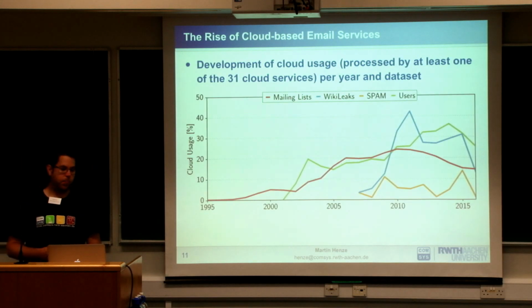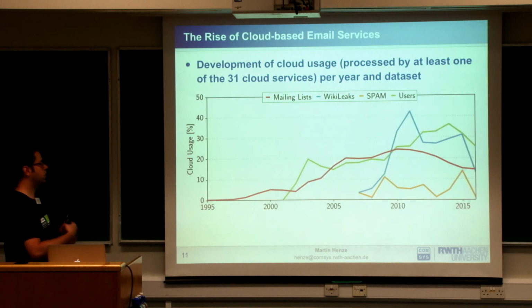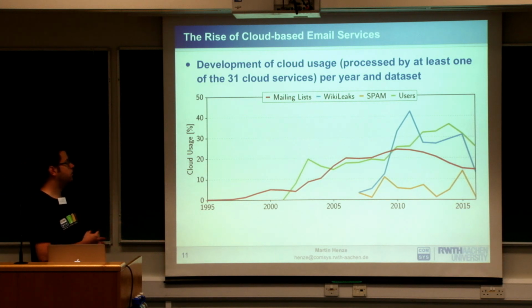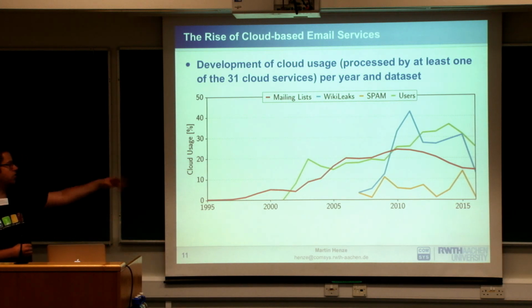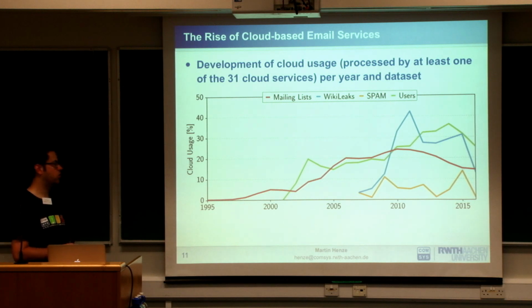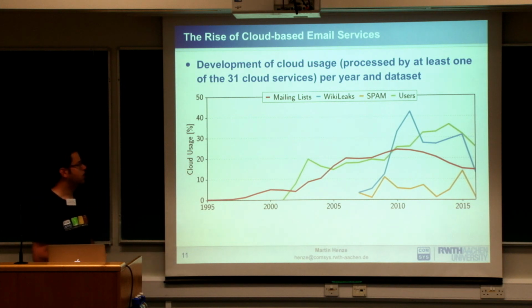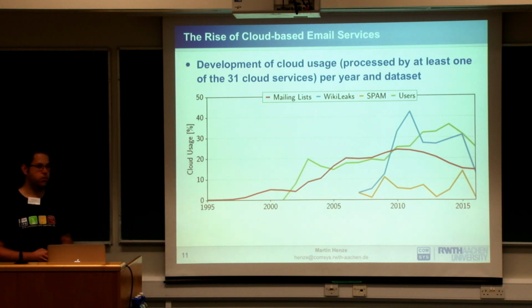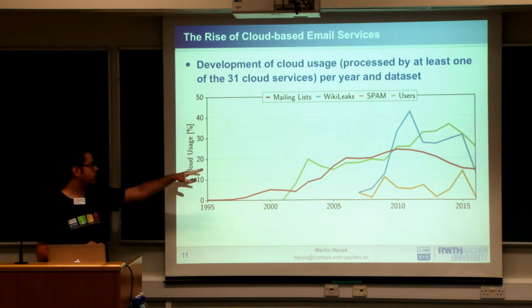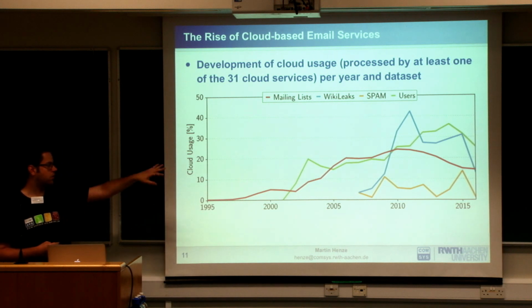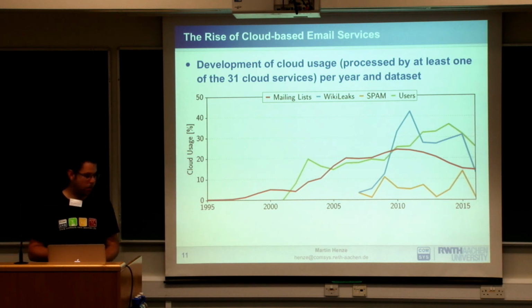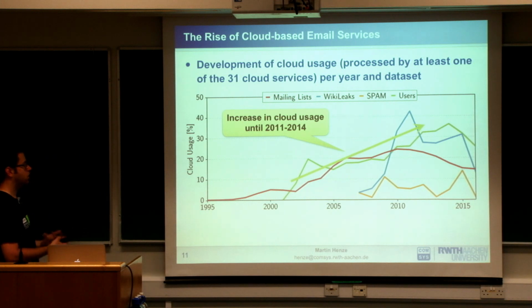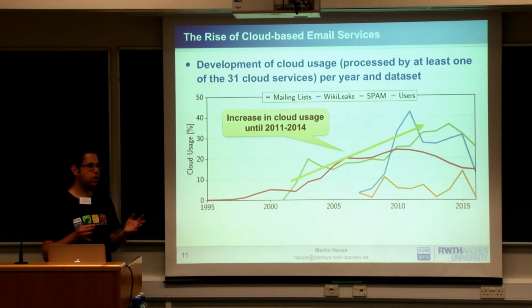Okay, so the first thing that we were interested in is, let's look at the data. We have roughly 2 decades of data, so for each of the data sets, represented by different colors, how does the usage of cloud infrastructure increase or decrease, what are the trends there? You see, the smaller the data set, the more sketchy the results. The mailing list data set is the largest one, and you see that it's a smooth curve. And you see there's a really huge increase in cloud usage until 2011, 2014, depending on the data set.